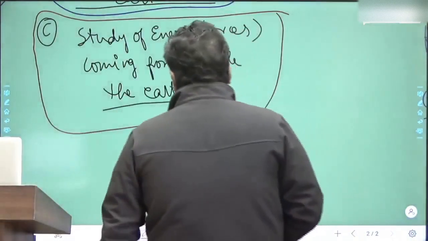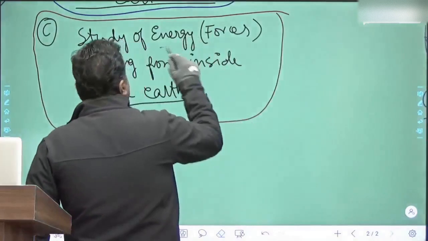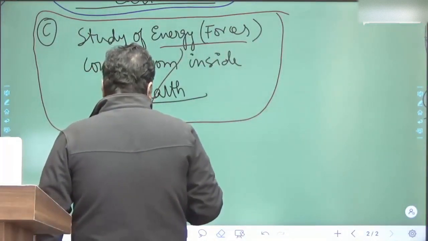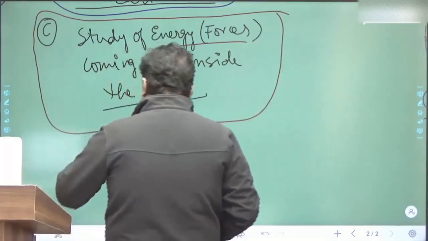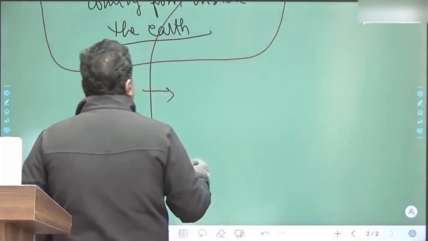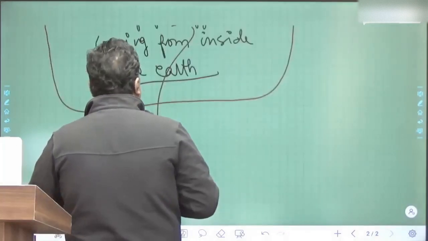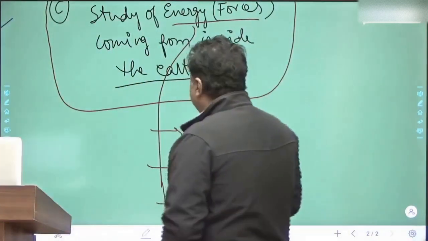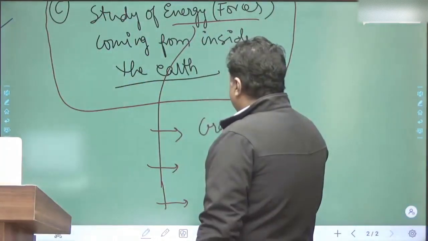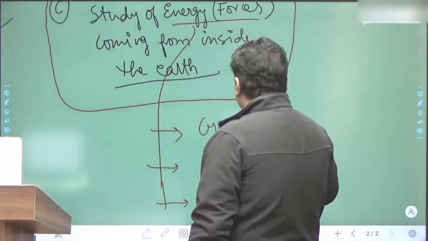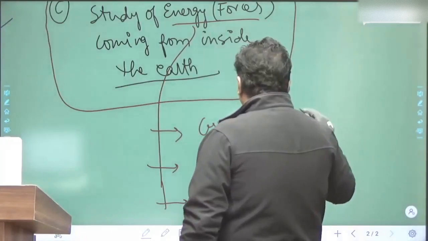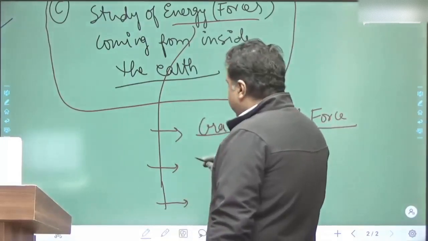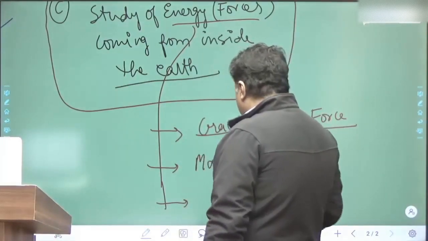Now, which are the energy or forces which come from inside the Earth? There are mainly three energy sources or forces that we get from inside the Earth. Three. Okay, which are the energy or forces coming from inside the Earth? So these are the three. Which are the three? The first one is gravitational force. Okay. The second one is Earth's magnetic force.